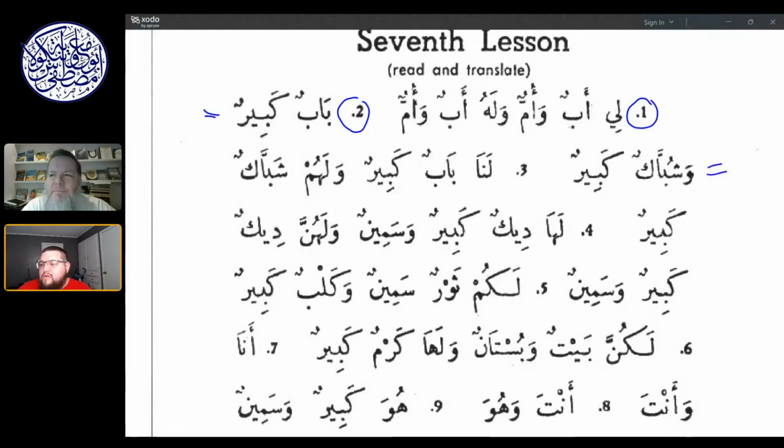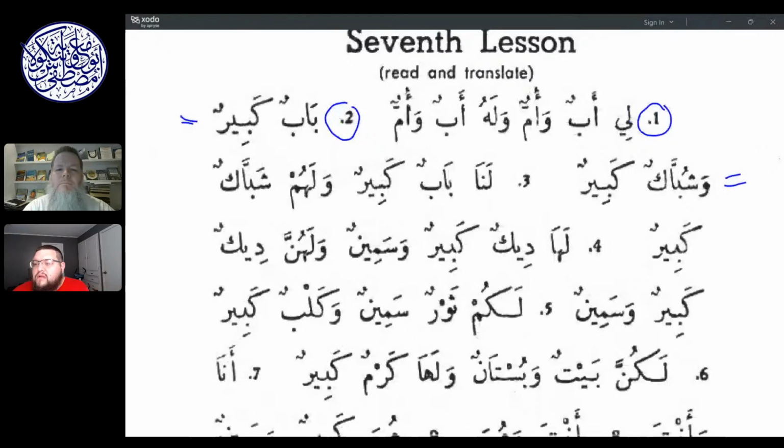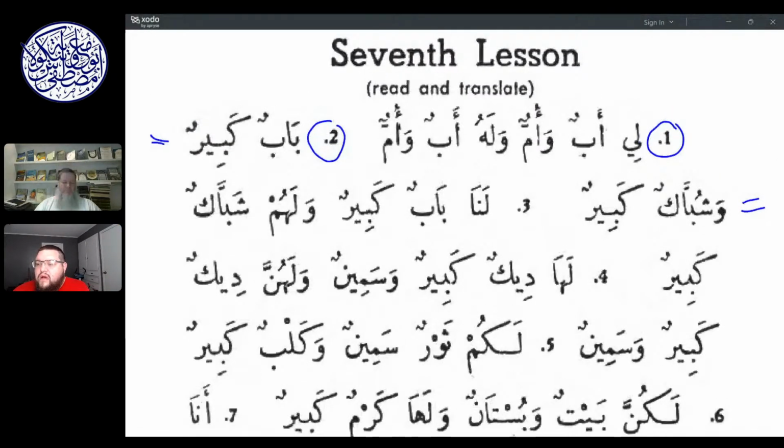Li abun wa umun, wa lahu abun wa umun. I have a father and he has a mother. Or I have a father. Li abun. I have a father and a mother, and he has a father and a mother. Exactly. Excellent. Second one.